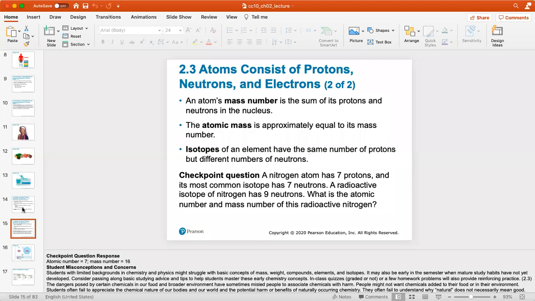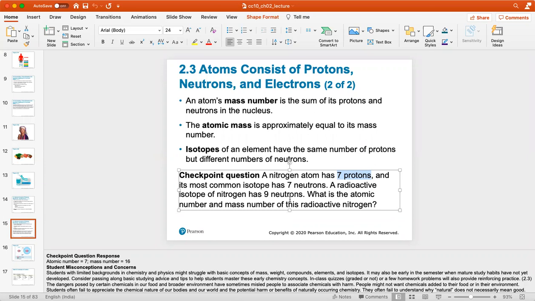So the atomic mass is approximately equal to its mass number, and isotopes of an element have the same number of protons but different number of neutrons. So for example, a nitrogen atom has 7 protons, which would be the atomic number, and its most common isotope has 7 neutrons. A radioactive isotope of nitrogen has 9 neutrons, which is a couple extra neutrons.